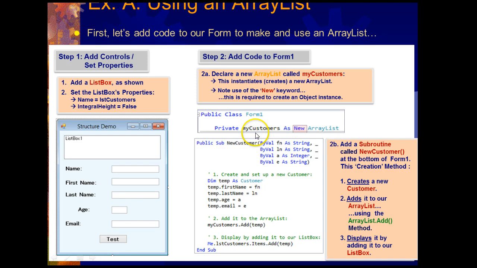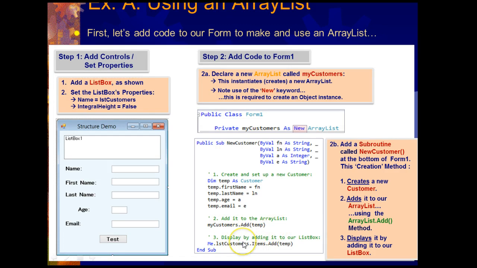Now you don't have to tell Visual Studio or Visual Basic.net in advance what kind of objects this my customers array list is going to contain. We didn't say that it's going to hold customers. We didn't have to do that. We can just add customers to it, and it will accept it. So that's what's happening here.